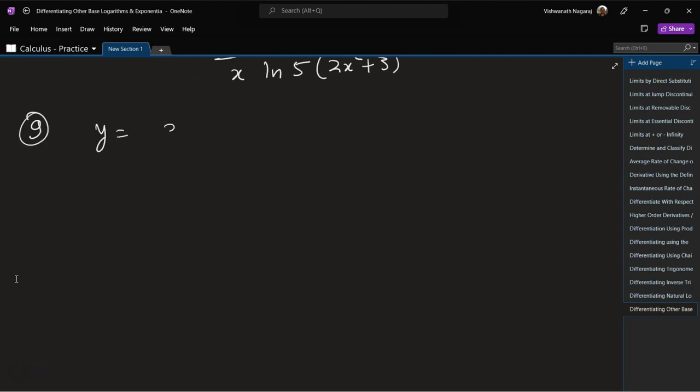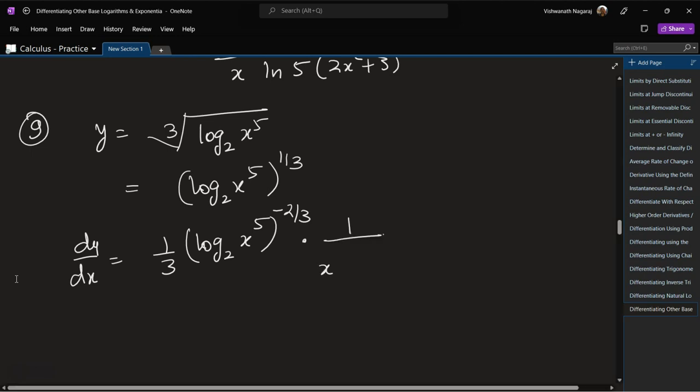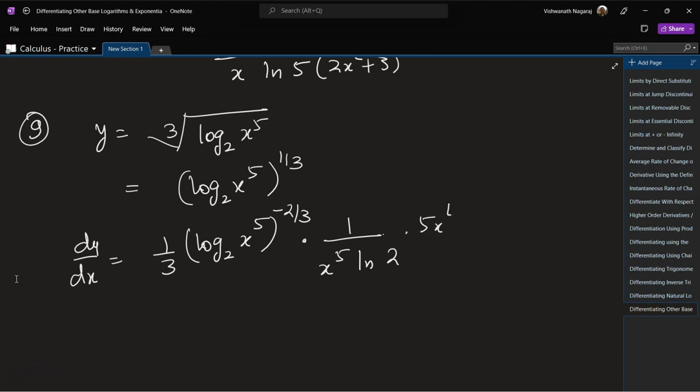y is equal to cube root of log to the base 2 of x to the power of 5. This can be written as log to the base 2 of x to the power of 5, to the power of 1 by 3. So dy by dx would be 1 by 3 times log to the base 2 of x to the power of 5, to the power of 1 by 3 minus 1, which is minus 2 by 3, times, now we have to take care of the log, so that would be 1 by x to the power of 5 natural log of 2, times, now we have to take care of 5x to the power of 5, so 5x^4, right?